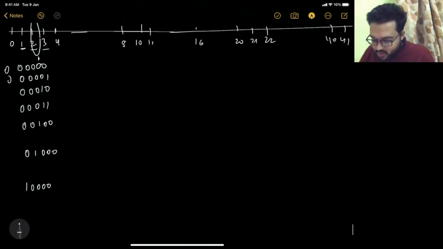So the moment you have crossed, let's say, 8, this bit will always remain 1. Isn't that correct? No. Just think about it again. This bit, will it always remain 1? It will not always remain 1, because the moment this becomes 1, there is no need for it to remain 1.